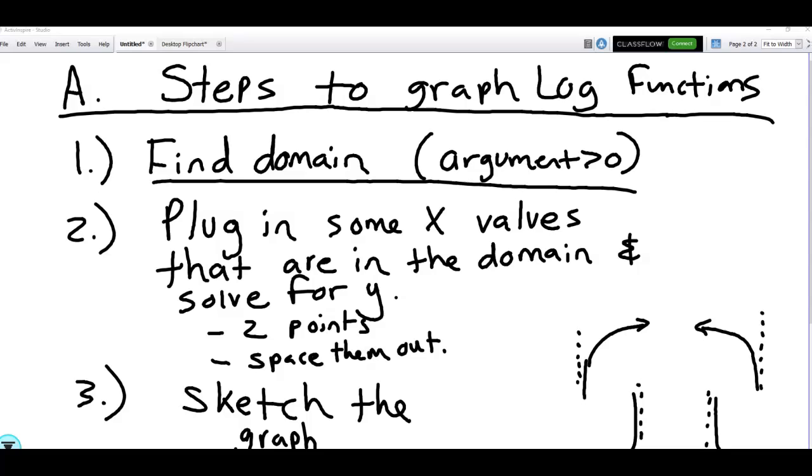Something I forgot to put in here was that domain, when you find your domain on the first step, you guys, that tells you where your asymptote is. So let's add a little note here.